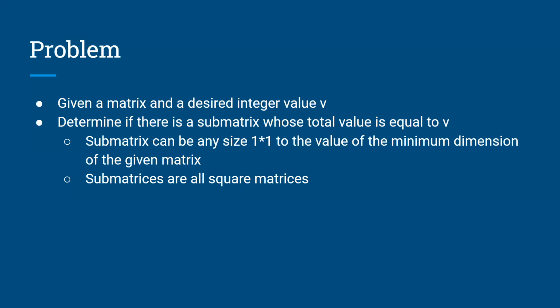These submatrices can be any size between 1 by 1 all the way up to the minimum dimension of our matrix, which we're going to set to k. I'll show you shortly. But any submatrix between the sizes of 1 by 1 all the way up to n by n, or the minimum dimension k of the given matrix. And again, all of these submatrices are square.